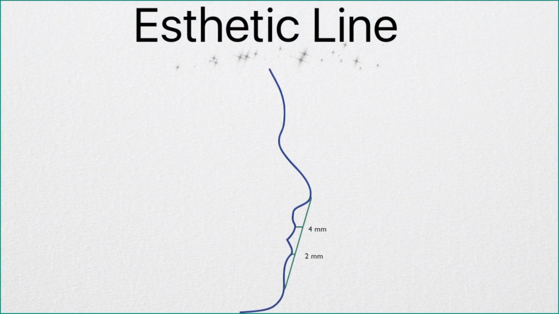Here is the aesthetic line. It's been used in orthodontics in the United States since the 1940s. A line is drawn from the chin to the nose, and the upper lip is supposed to be back about 4 millimeters and the lower lip about 2 in an ideal profile. Very easy to do, very easy to see.